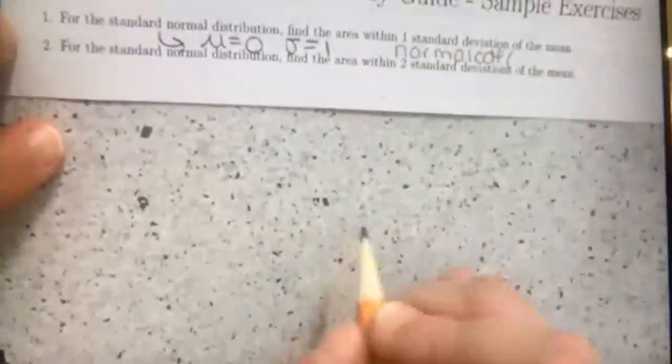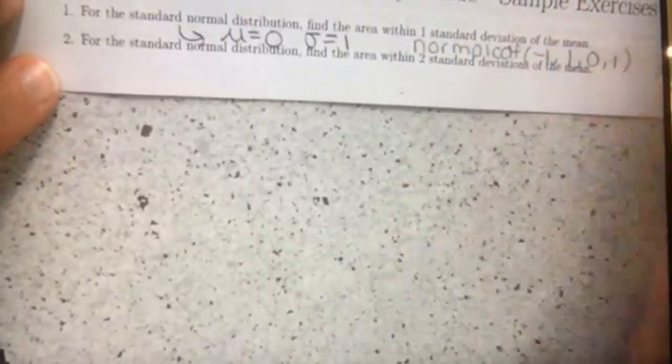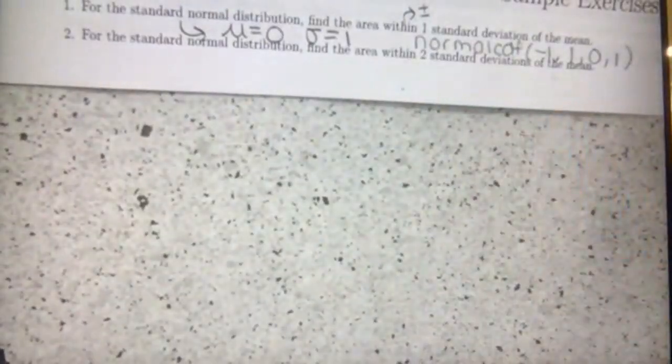Within 1, so 1 means that our lower limit's going to be -1, our upper limit's going to be +1, in the middle our mean is 0, and our standard deviation is 1. So that word within means plus or minus. So that gives us the +1 for our upper limit and our -1 for our lower limit.